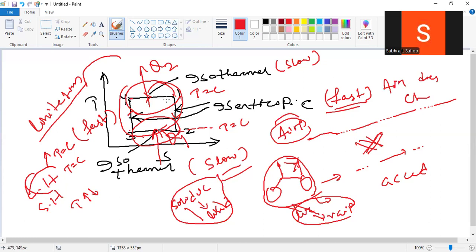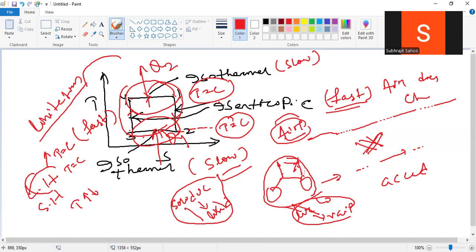But here, from 4 to 1, the latent heat concept is there or not? Temperature constant. 2 to 3, temperature constant. The latent heat concept is there. If the latent heat concept is there, definitely phase change should happen. Then only the latent heat concept will be satisfied. But here the temperature is constant, but air does not change its phase. That means it is practically impossible. The total cycle is practically impossible here, right? So I told two limitations. What is the first one? One process is fast, another process is slow. First fast, then slow, that is not possible.